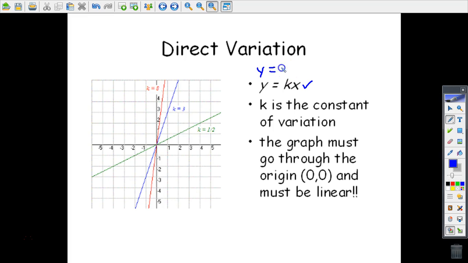If you notice, it really looks a lot like slope-intercept form. K can be thought of as the slope. And in this case, we don't have a b, so b is understood to be 0, which means the y-intercept is at the origin. So the graph for direct variation will always go through the origin, and its tilt, or slope, will vary depending on whatever k is. All right, so that's direct variation.